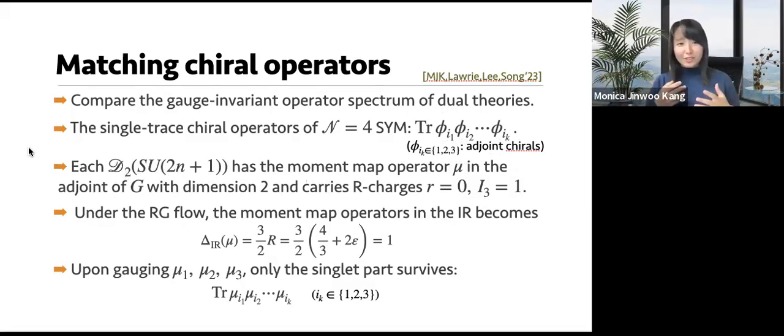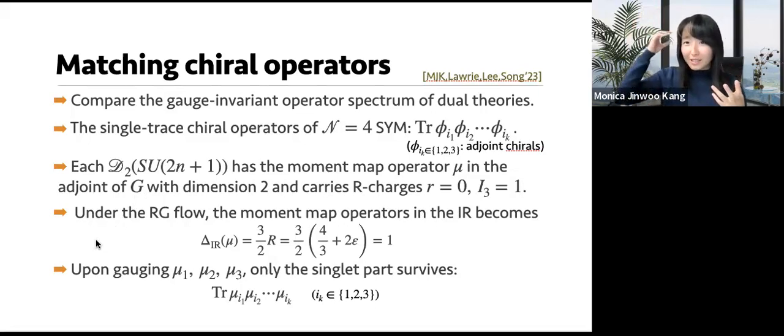Now, that's from the dual theory perspective. Each D2 SU(N) has the moment map operator mu in the adjoint of G with dimension 2 and carries R charge R = 0, and this is I_3 = 1. This is the U(1) Cartan of the N=2 SU(2) R symmetry. And this G is SU(N). Now, as I was doing, we were going to do the RG flow down to see what it went to in the IR theory from N=1. And the moment map operators in the IR then will just compute this and give us exactly 1. So that's going to be matching really well with this.